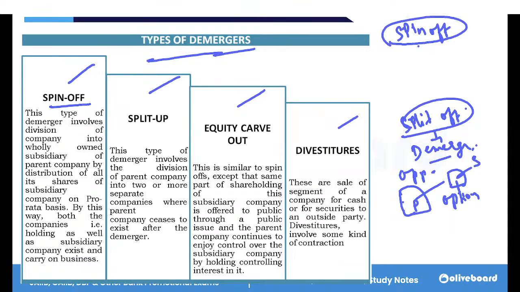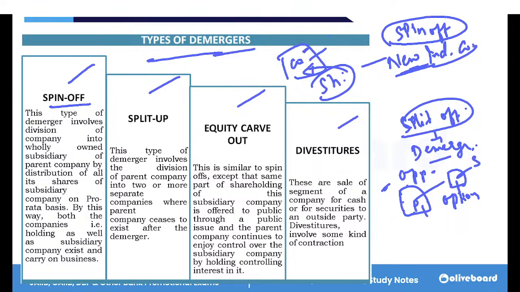Spin off is where a new independent company is created from the existing parent company, where old shareholders have to receive shares in an entirely new company. In split off the shareholders have the option to take shares from either parent or subsidiary. But in spin off, a new company is created from the parent company and shareholders are allowed only to take shares of this newly formed company. That is spin off. Clear? Understood? This type of demerger involves division of a company into a wholly owned subsidiary of the parent company by distributing all the shares of the subsidiary company on a pro rata basis.